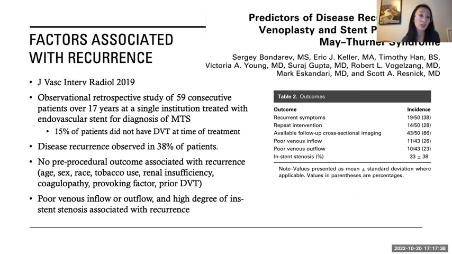The only real things associated with recurrence were poor venous inflow or outflow and a high degree of in-stent stenosis that predisposed to recurrence. So age, sex, race, tobacco use, renal insufficiency, coagulopathy, none of those seem to be as closely related to recurrence as the outcomes after the stenting procedure.